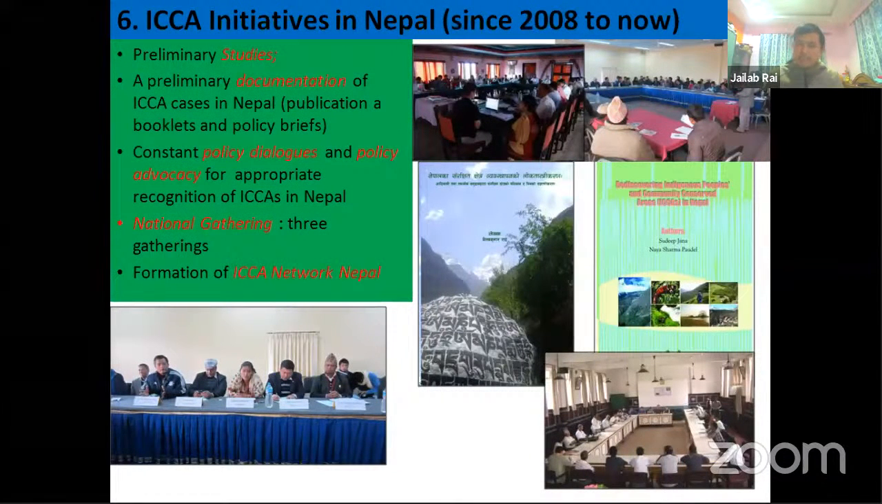There are some initiatives that Sudip already mentioned in the beginning. Sudip, me, Tenzing Tashi, Dai, and many other ICC leaders have done a lot in terms of advocacy and policy recognition of the ICCs. We began with preliminary studies of the ICCs, then documentation, then policy dialogue based on those studies, policy advocacy, national gatherings, and finally we were able to form ICC Network Nepal. Most of those who claim ICC are under the umbrella of ICC Network Nepal, and this network is a member of the ICC Consortium.